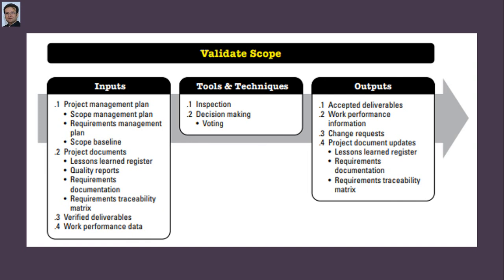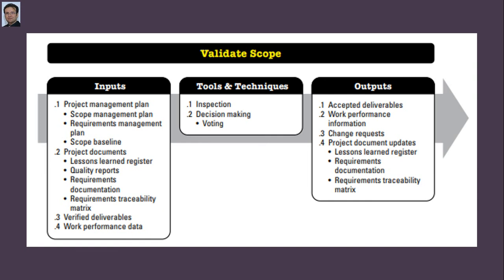In validate scope, you need a scope management plan, because a scope management plan explains how you will validate scope during monitoring and controlling. You need the requirement management plan as well, along with the scope baseline, which contains the scope statement, work breakdown structure, and work breakdown structure dictionary. And obviously in validate scope, when the deliverable is ready, you will correlate it with the requirements of the stakeholders.